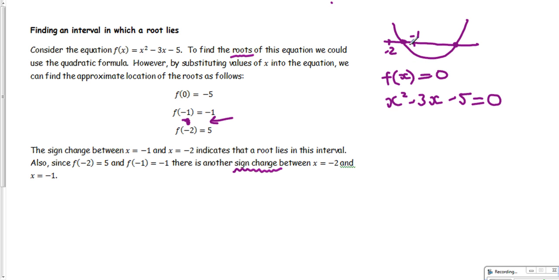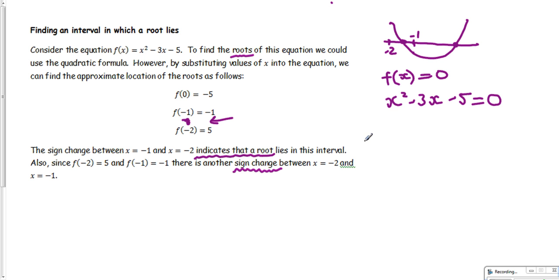So if we see at minus 1, we have a function value of minus 1. And at minus 2, we have a function value of 5. And so we can see that somewhere in between minus 1 and minus 2, we've got a root. So it's that sign change that indicates a root, and that's a sentence that we're going to write very often. A sign change indicates that there is a root in this particular interval.